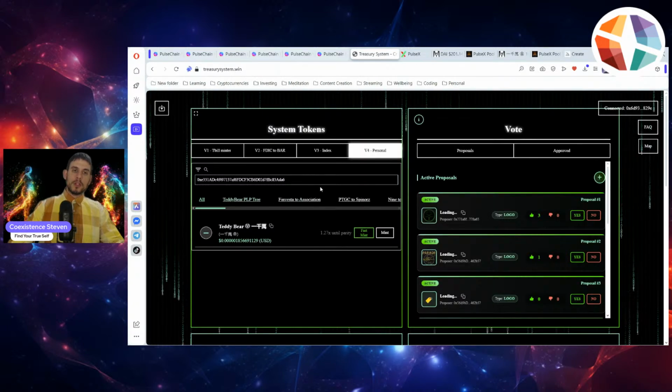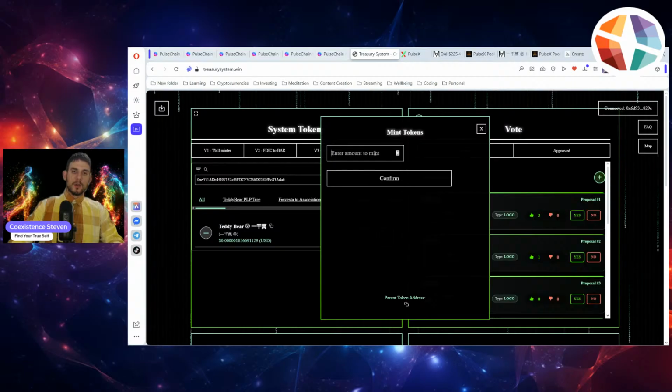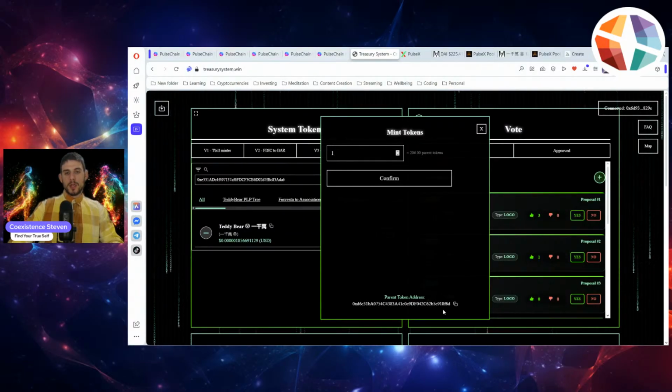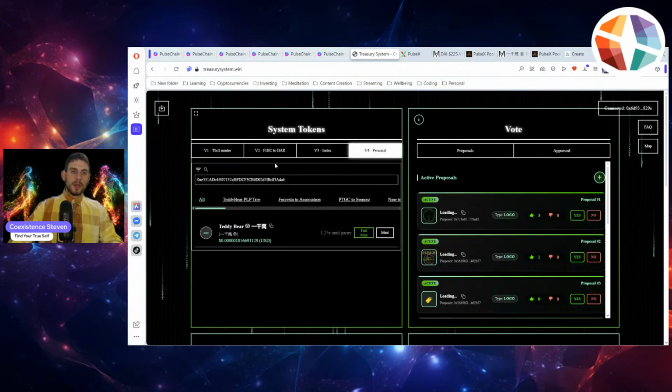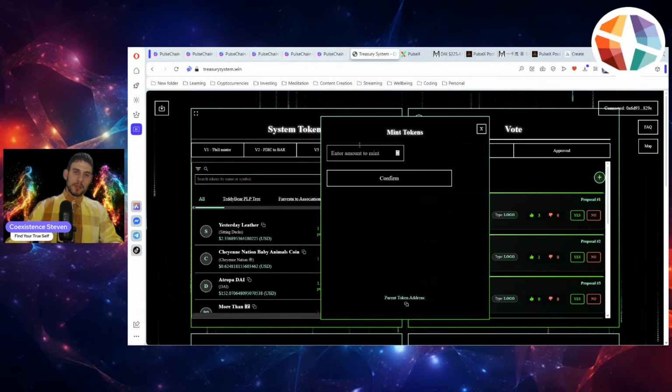So if you go to the Treasury System.win website, for example, you can see here when I've typed in that contract address, it's going to tell me that I already know that parent token is teddy bear, because I've seen that many times. And then that's how I also started investing. What I'm trying to say is this is another way of investigating the parent to the child, which I've shown many times on this channel.